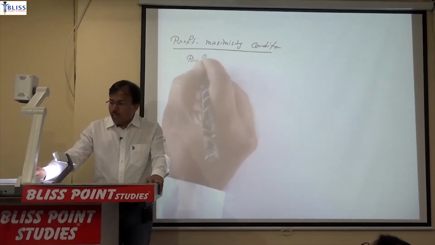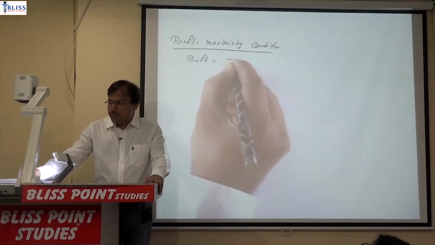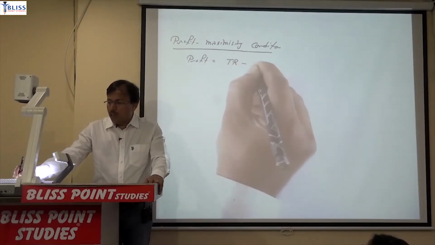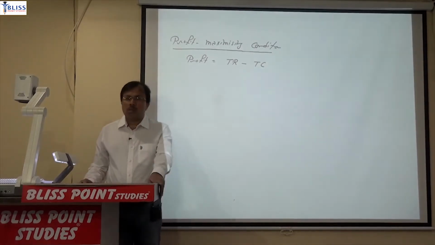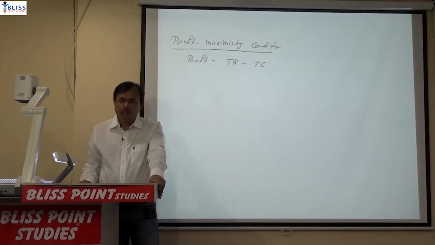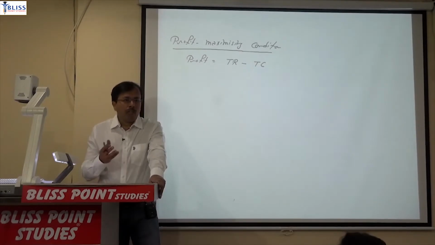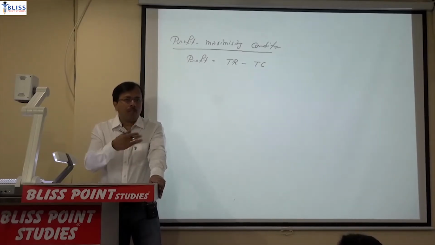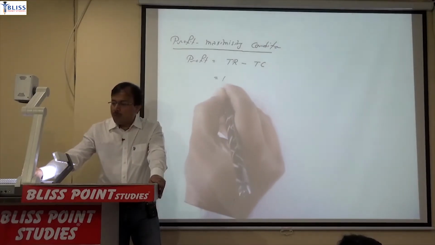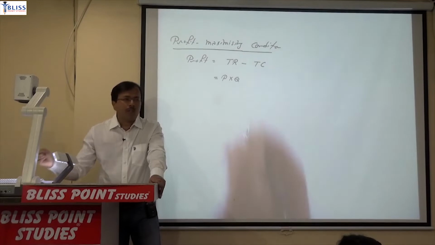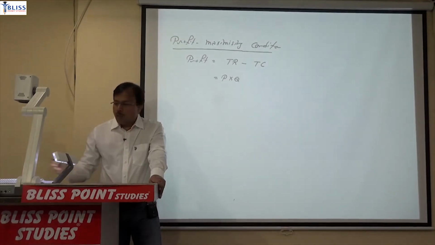First thing, in order to calculate profit, as you know, profit is the difference of revenue and cost. So it is total revenue minus total cost, TR minus TC. Revenue means, for example, if I have to calculate profit from this class, revenue minus cost. What will be the revenue? Number of students multiplied by fees. So you have to multiply price with quantity. For total revenue, it is price multiplied by quantity. Clear? So it is P into Q.